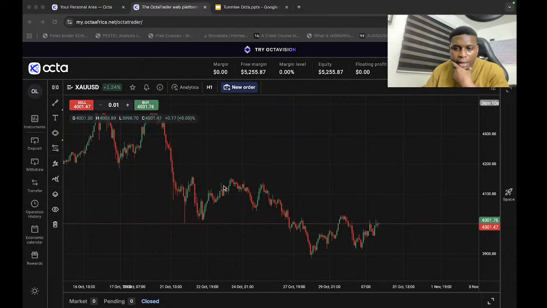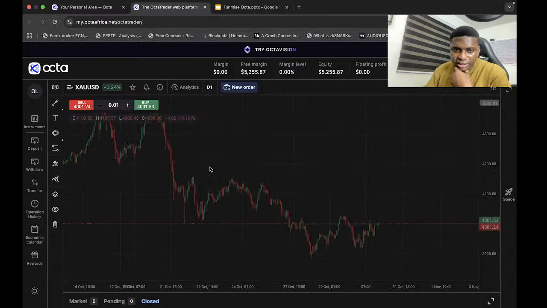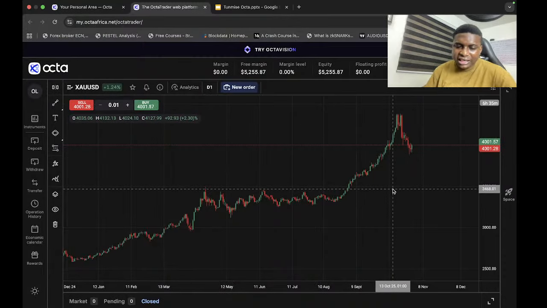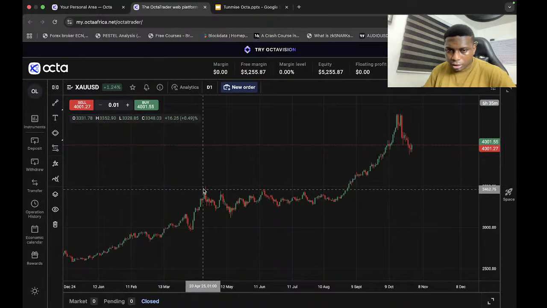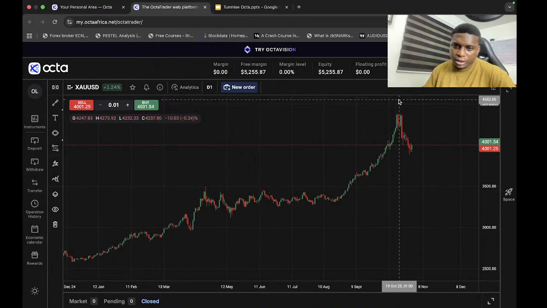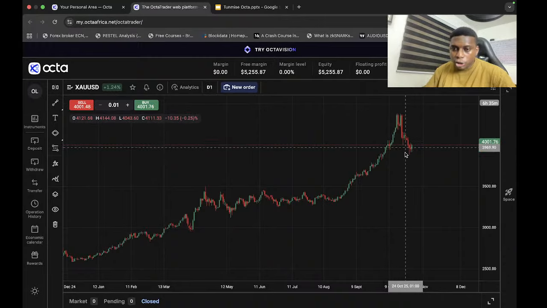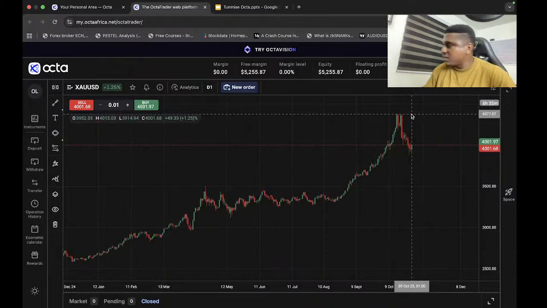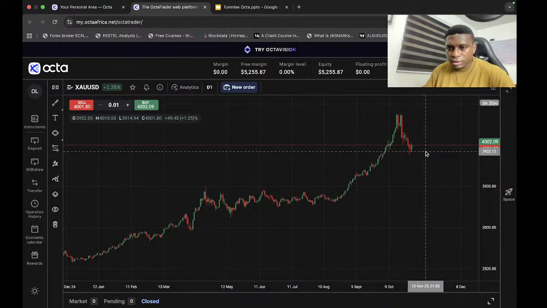Awesome. So here now, this is the gold market on the 1 hour time frame. So I'm going to go to the daily time frame. Good. Now look at gold on the daily time frame. Look at the consolidation at first and then a massive swing. And we can see that gold had a major pullback from the 4,300 price level to the 3,900 price level.